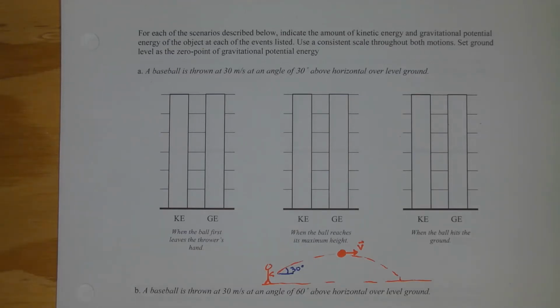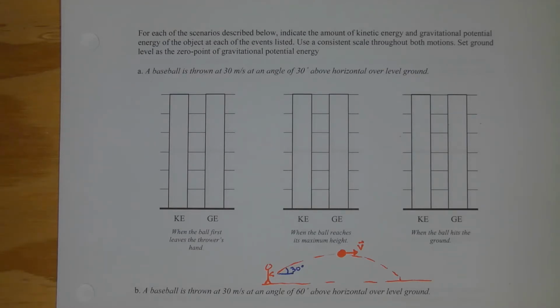For each of the scenarios described below, indicate the amount of kinetic energy and gravitational potential energy of the object at each of the events listed. Use a consistent scale throughout both motions. Set ground level as the 0 point of gravitational potential energy.